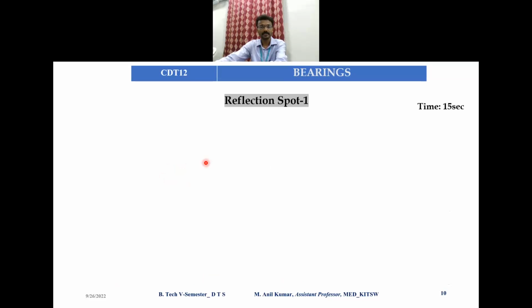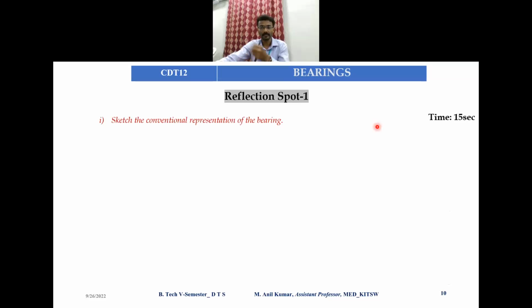So next comes the reflection spot. In order to know what you understood from the previous slides, here is a question. I'm giving a time of 15 seconds to answer this question. Sketch the conventional representation of the bearing. Think, from the past lectures, we had an opportunity to know the conventional representation of a bearing.